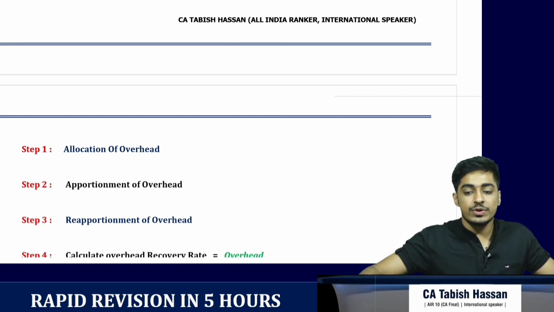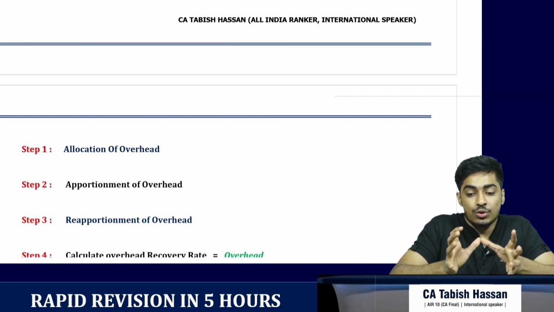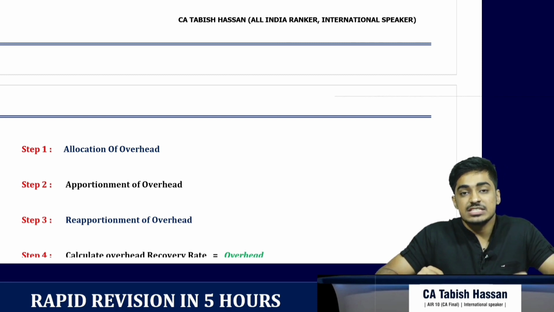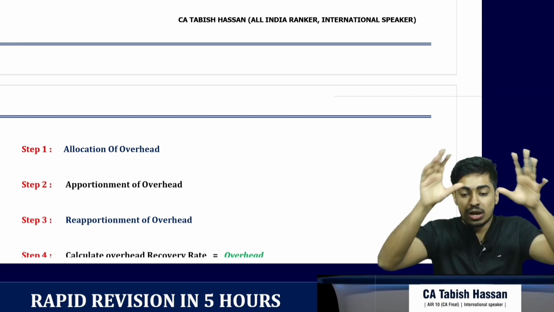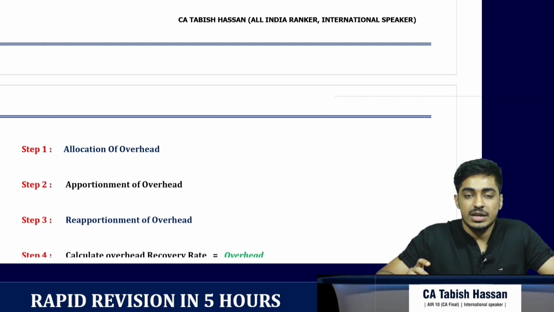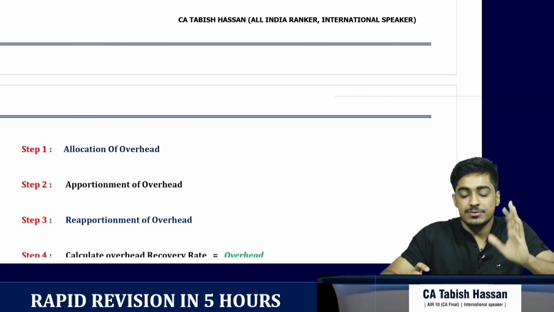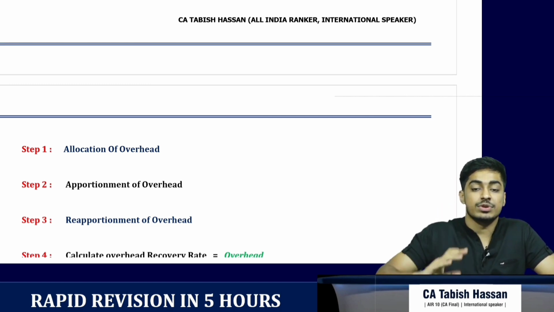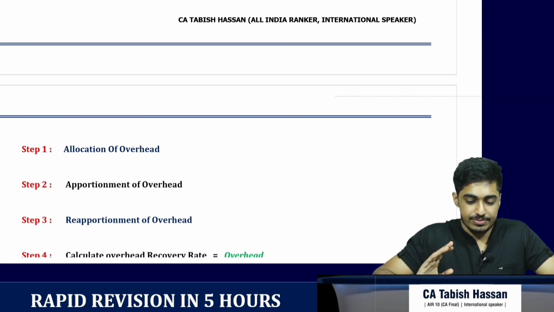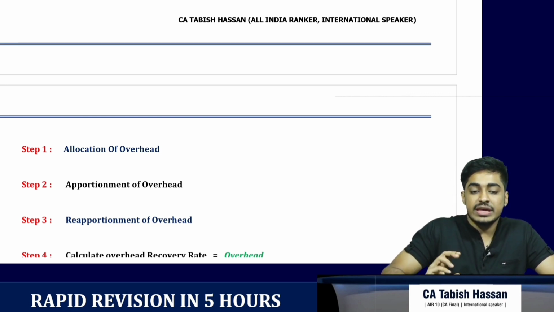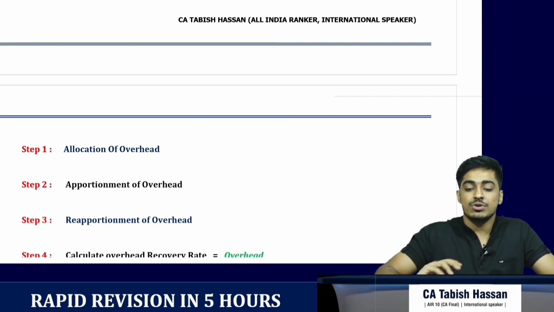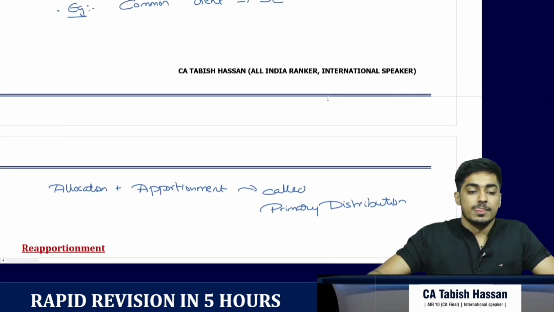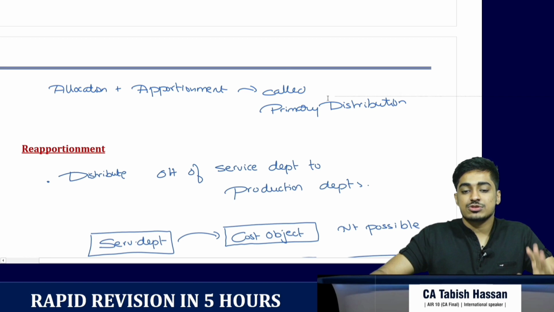What is apportionment? What do we do in apportionment? Here we have the common overhead. So we are distributing common overhead between different departments. Say for example, we have common rent. In one building we have all different departments. So we have a common rent of, say for example, 50 lakh. So now we have to distribute it on certain basis. Assume we are distributing it based on the floor area. This is called as apportionment. Allocation plus apportionment together we call by the term primary distribution, because first time distribution of overheads gets over by allocation and apportionment.